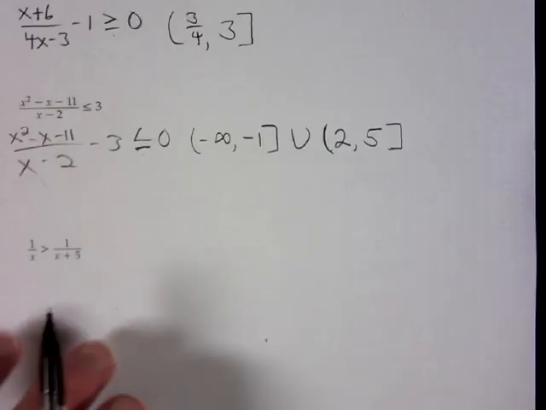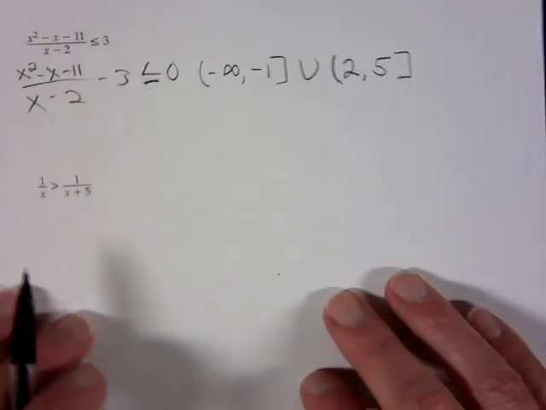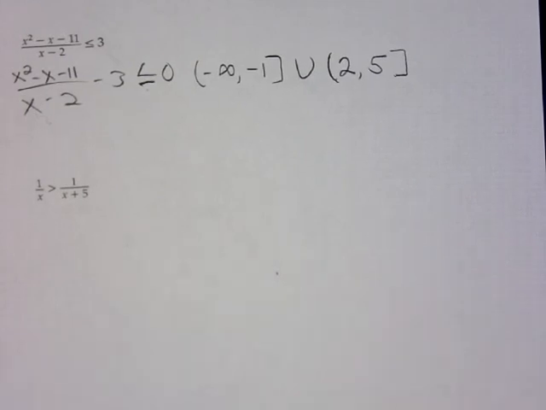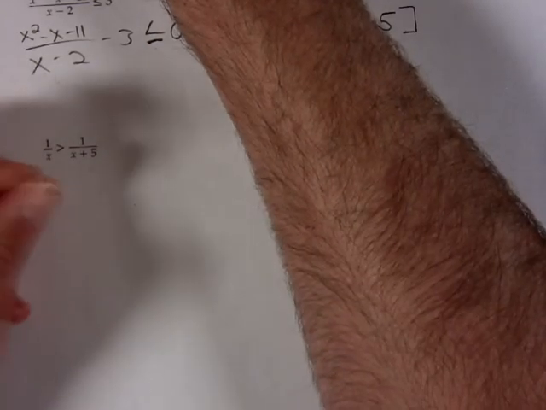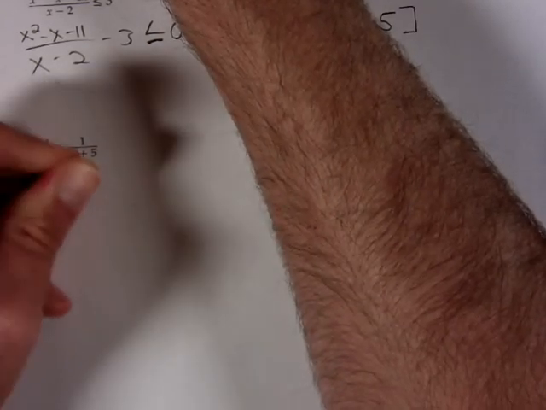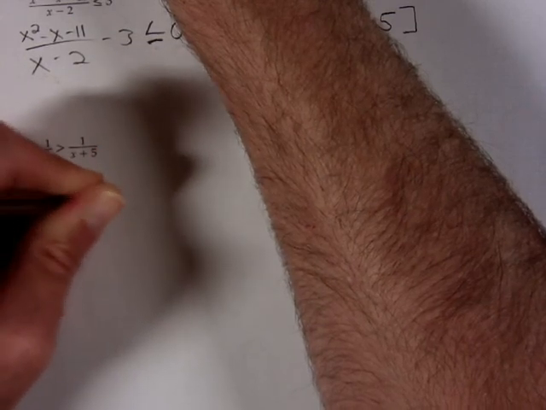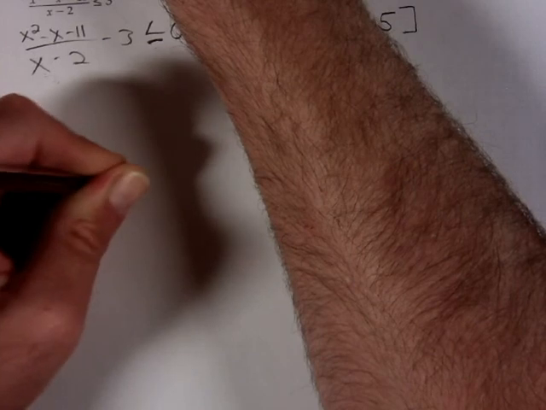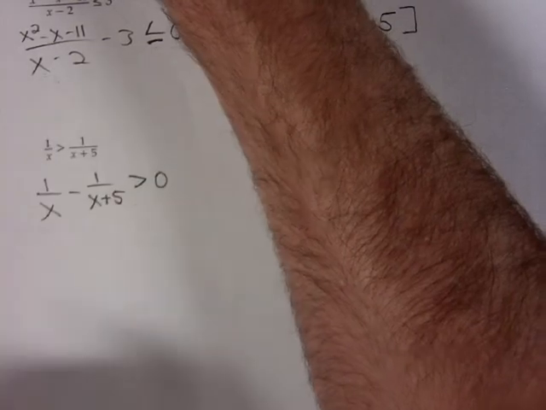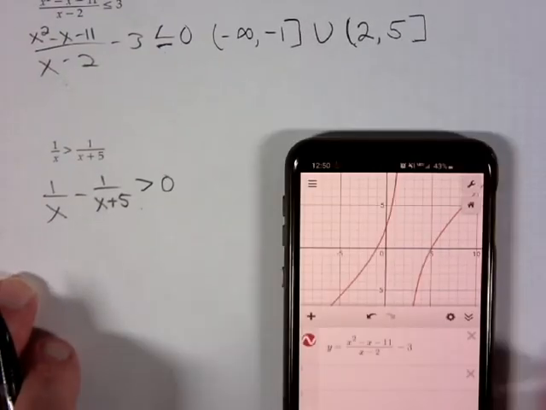One more that we need to try here. That'll be the last one. Okay, so on this one, remember you need everything going to one side and set it equal to 0. So I'll go 1 over x minus 1 over x plus 5, and then that's going to be greater than 0. Greater than 0. Okay? All right, let's graph it.